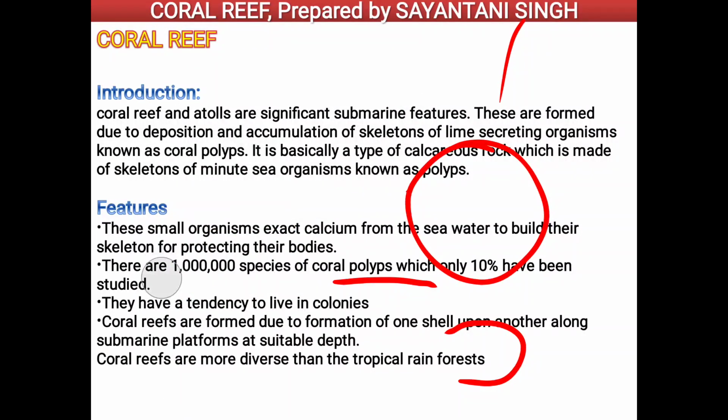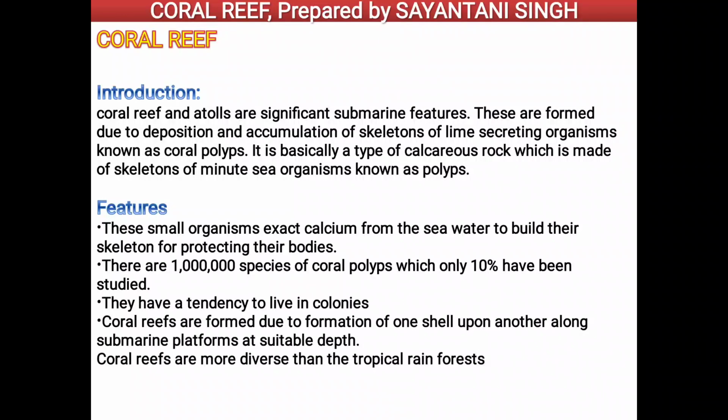First one is, what is coral? Then we will focus on coral reef. Basically, corals are very tiny organisms on the submarine features, and they play a very significant role in the development of coral reef at suitable depth. They are formed due to the accumulation and deposition of the skeletons of lime-secreting organisms, which are known as polyps. These polyps are basically a calcareous type of rock, made of the skeletons of minute organisms called coral polyps.